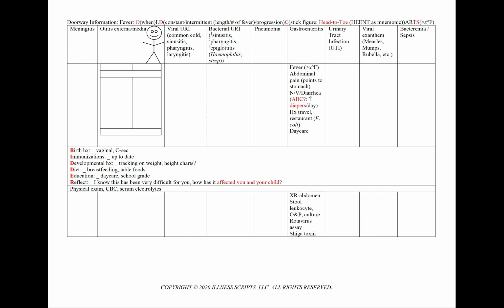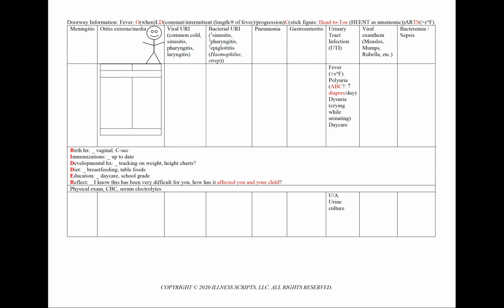In gastroenteritis, we'll see a fever, abdominal pain, and again, if the pediatric patient is young and may not be able to communicate that, they could be pointing to their stomach, nausea, vomiting, and diarrhea, and we'll use our mnemonic A, B, and C. And similar to an adult patient, how we asked about the bowel movements per day for the amount, in a pediatric patient, we'll ask about the diapers per day, a history of travel or restaurant exposure, and daycare attendance. And we'll order an x-ray of the abdomen, stool leukocytes, OCP and culture, rotavirus assay, and Shiga toxin.